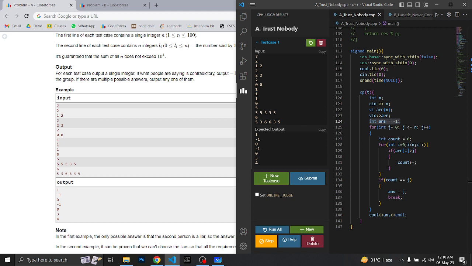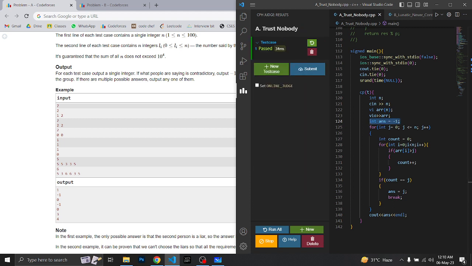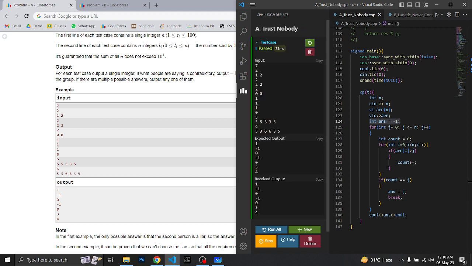Let's run. As you can see, it's working properly and the test cases are passed.